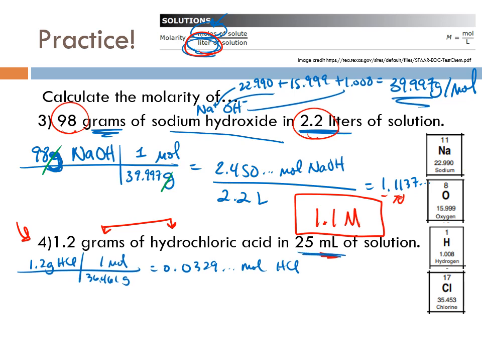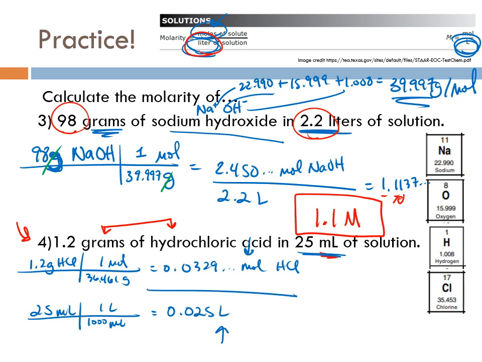I also need to convert my 25 mils. 25 mils of solution need to be in liters. We have to have liters. So we know that there are 1,000 milliliters in 1 liter. 25 divided by 1,000 is 0.025 liters. I'm going to take these moles and divide by these liters. 0.0329 divided by 0.025 gives us a grand total of 1.3 big M for molar after we check and keep only 2 sig figs. Good? All right, let's do some more.